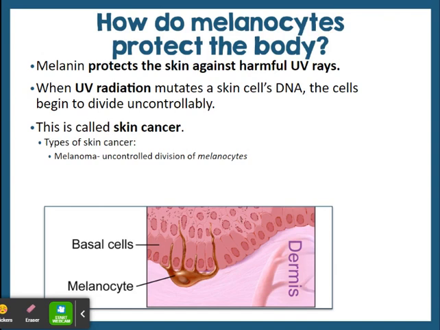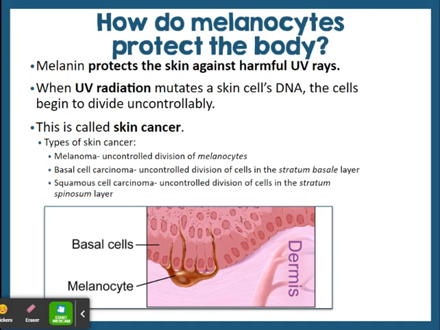The first is melanoma. It's uncontrolled division of melanocytes. The second type of skin cancer related to the epidermis is basal cell carcinoma. It's uncontrolled division of cells in the stratum basal layer. And then third is the squamous cell carcinoma. It's uncontrolled division of cells in the stratum spinosum layer.